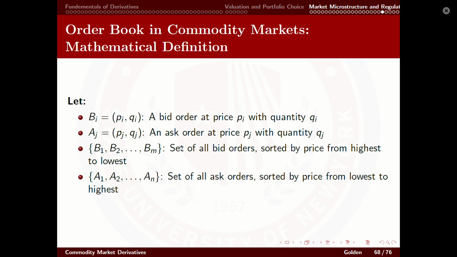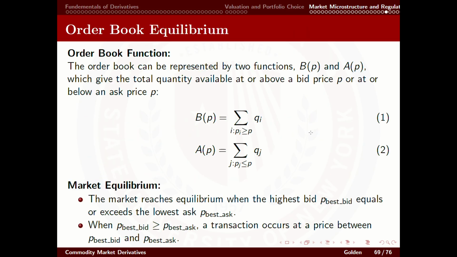So, a mathematical definition of an order book: you have bid orders, which are the demand side, and ask orders, which are the supply side, each with a set of prices and quantities. You have a set of bid orders sorted by price from highest to lowest, and a set of all ask orders sorted from lowest to highest, and this creates a supply and demand curve in the market.